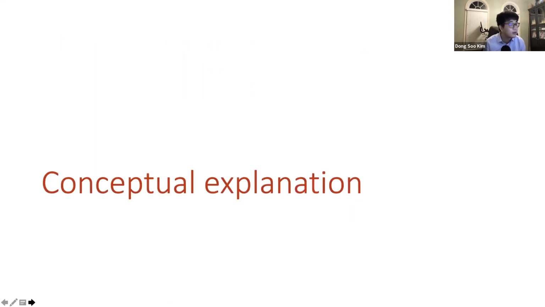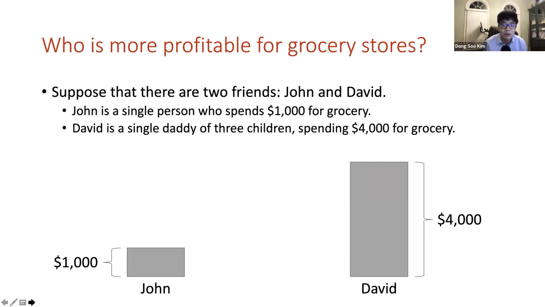First, let me give you a conceptual explanation of those metrics. Suppose that there are two friends, John and David. John is a single person who spends about $1,000 for grocery shopping per month. And David is a single daddy of three children, spending about $4,000 for grocery shopping per month. So David spends more than John. That is, David would be a more attractive customer to grocery stores.